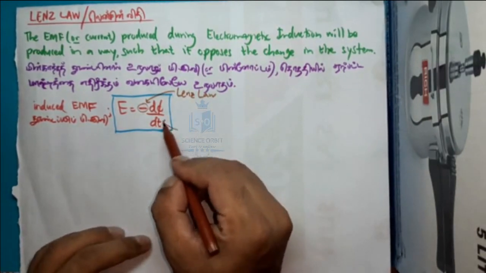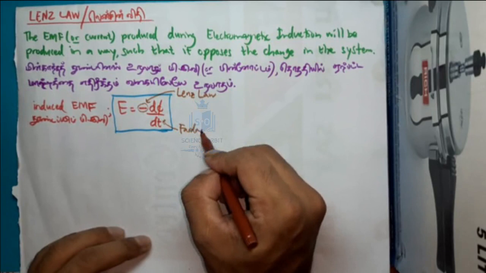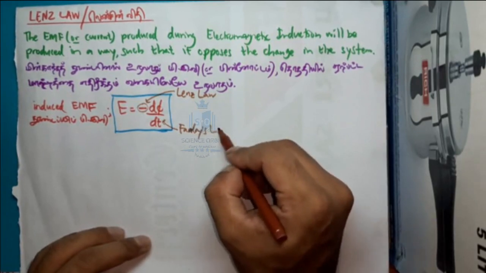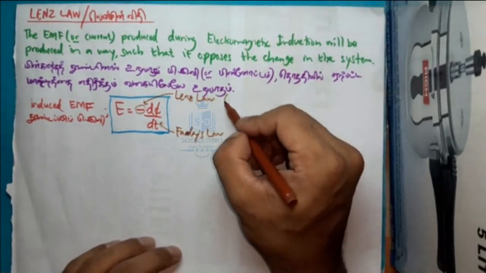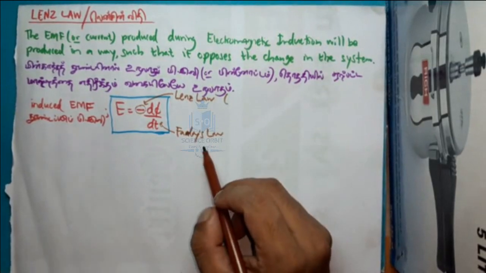This d phi over dt is going to be Faraday's law. So Lenz's law is for the direction, Faraday's law is for the magnitude.